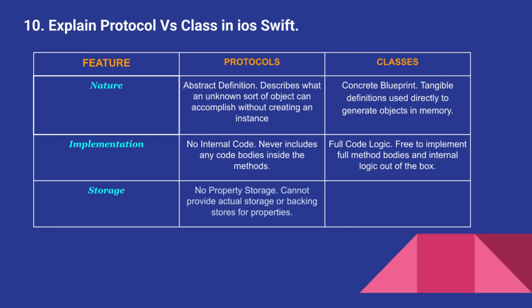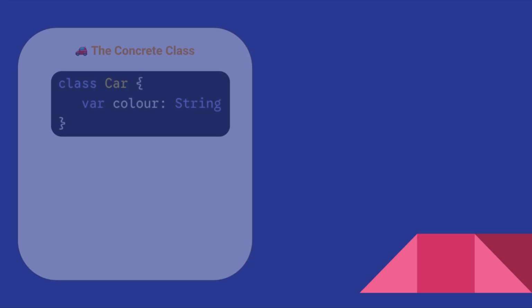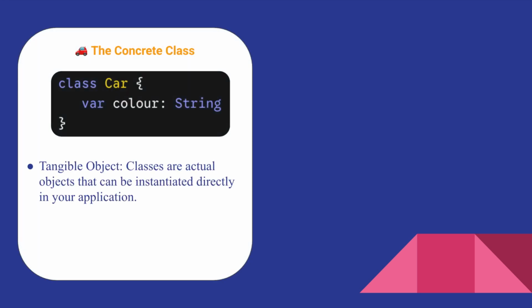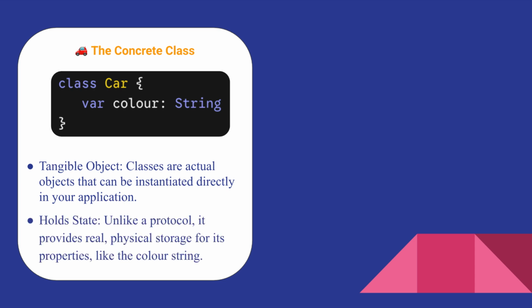Finally, we have storage. Protocols cannot provide any actual storage or physical backing stores for properties. Classes specialize in state storage, meaning they are fully allowed to hold and manage variables, constants, and data states in memory. Let's see how this looks in practice. On the left, we have the concrete class named Car. Because it's a tangible object, it can be instantiated directly in your code, and it provides real, physical memory storage for its properties like this color string variable.